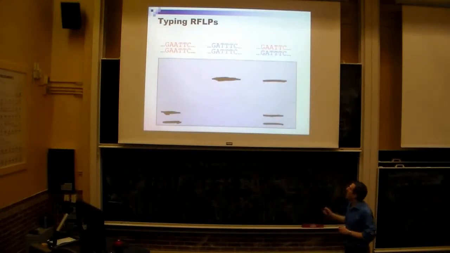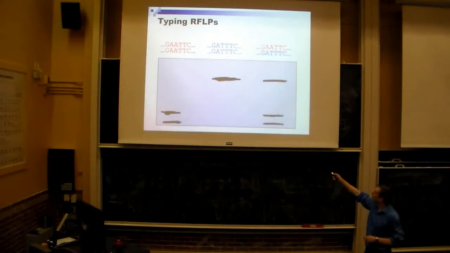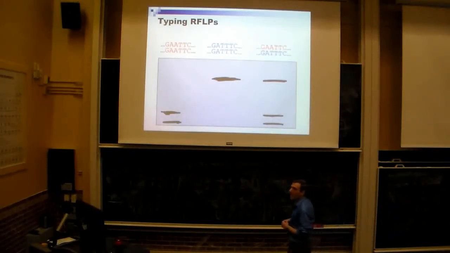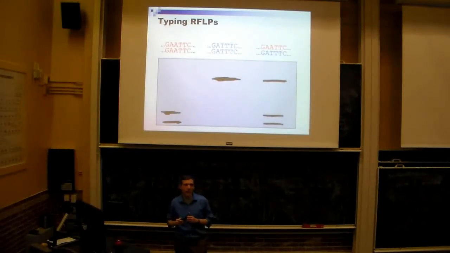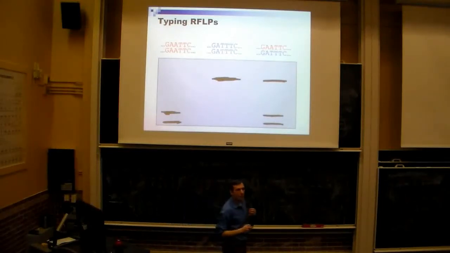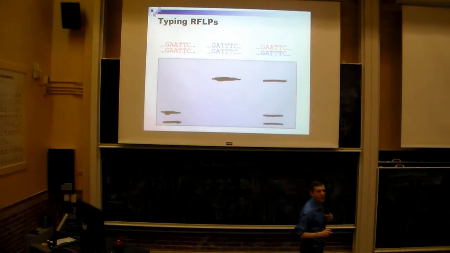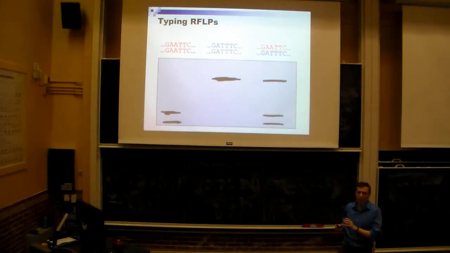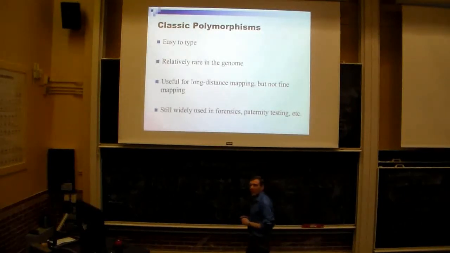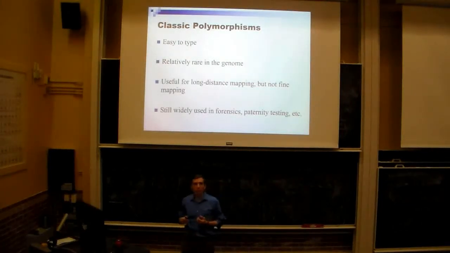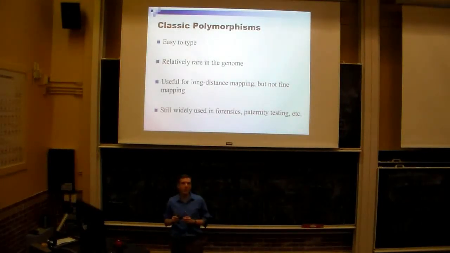And if you happen to have a heterozygote, you'll see 3 bands. You'll have 1 band corresponding to the chromosome copy that wasn't cut, and 2 bands corresponding to the one that was cut. So all of that is giving you a way of typing RFLPs and figuring out for any given person, are they a homozygote for the version that has the restriction site, the version that doesn't have it, or are they a heterozygote? So those classic polymorphisms were useful in large part because they were easy to type.